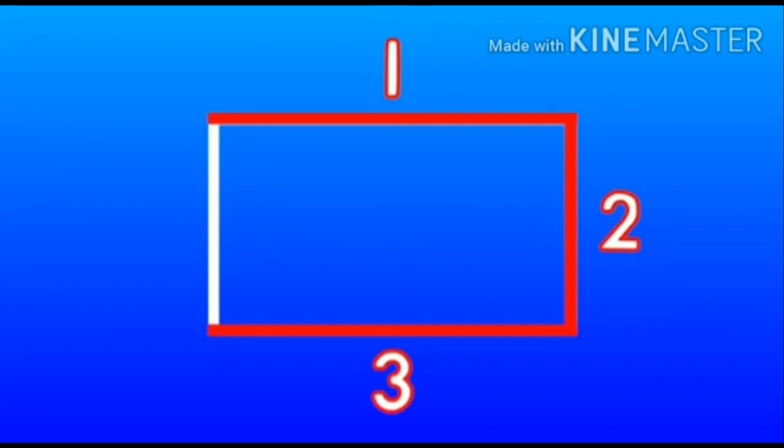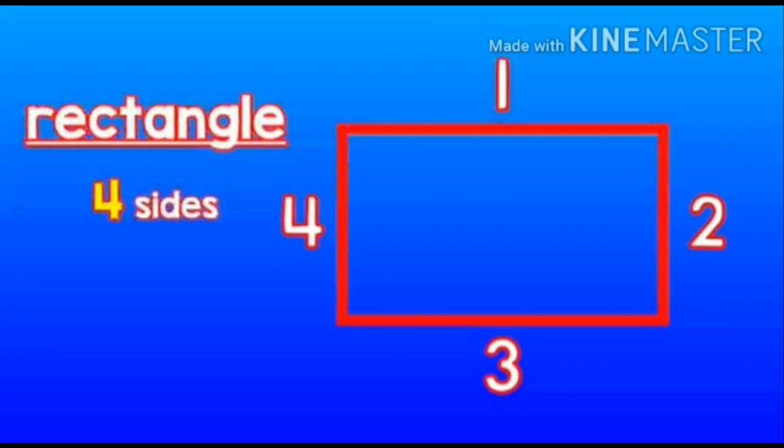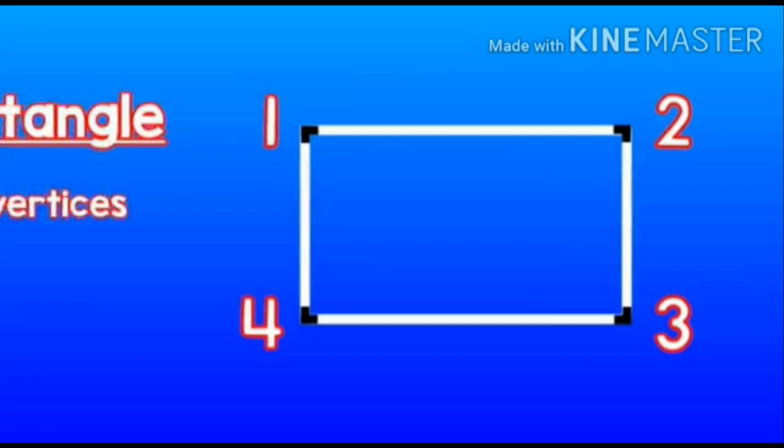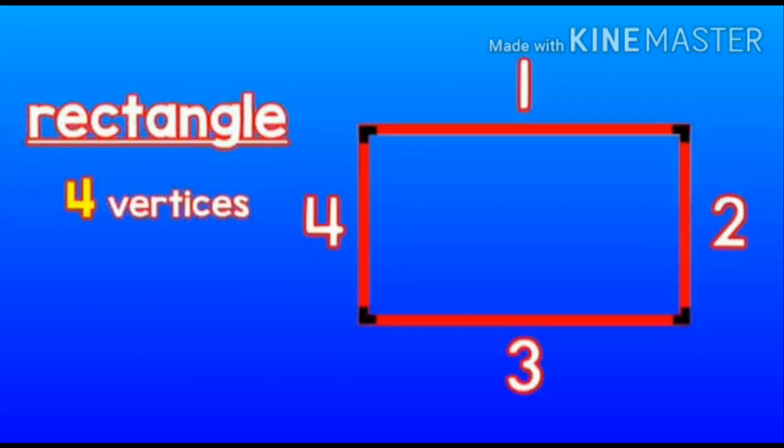This is a rectangle. Let's move and count the sides of a rectangle. 1, 2, 3, 4. A rectangle has 4 sides. Let's move and count the vertices of rectangle. 1, 2, 3, 4. A rectangle has 4 vertices and 4 sides.